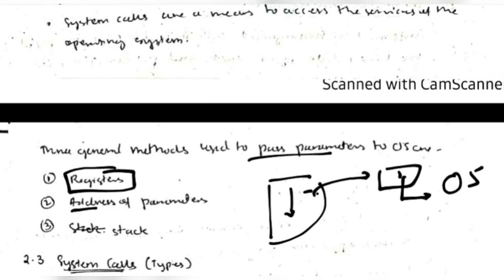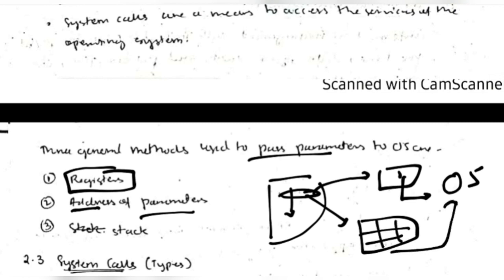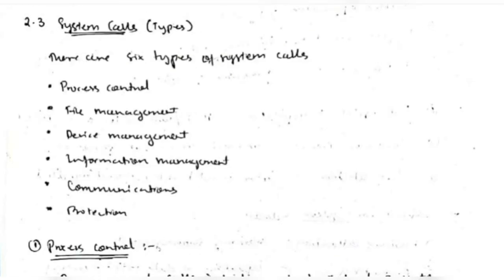The second is the address of the parameters. In this case, if the parameters are large in number, what we will do is store the parameters in a block, and we'll send the address of the block to the operating system. The third is a stack. By using push and pop operations also, we can access the operating system. Okay, there are a total of 6 types of system calls.